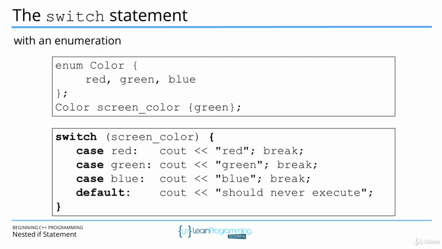In this case, we switch off the screen color, which can only be red, green, or blue, and we execute the appropriate code when we match the specific value. Also notice that in this case, we're supplying a default case, but this should never execute unless we add another enumeration constant to our enumeration and forget to include a case for it.